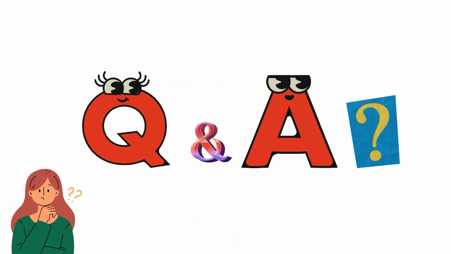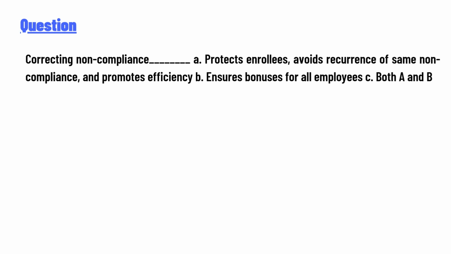So our today's question is, correcting non-compliance. A. Protects enrollees, avoids recurrence of same non-compliance, and promotes efficiency. B. Ensures bonuses for all employees. C. Both A and B.